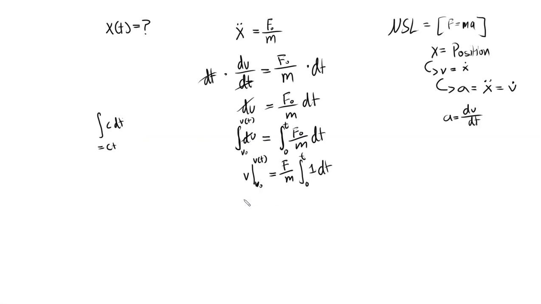Over here, let's substitute this. So v of t minus v sub 0 is equal to f over m times t evaluated from 0 to t, because we still have to evaluate it. Now let's leave this here for a second. Go down here. Let's just leave the left side for now. Let's just finish this up. So f over mass.